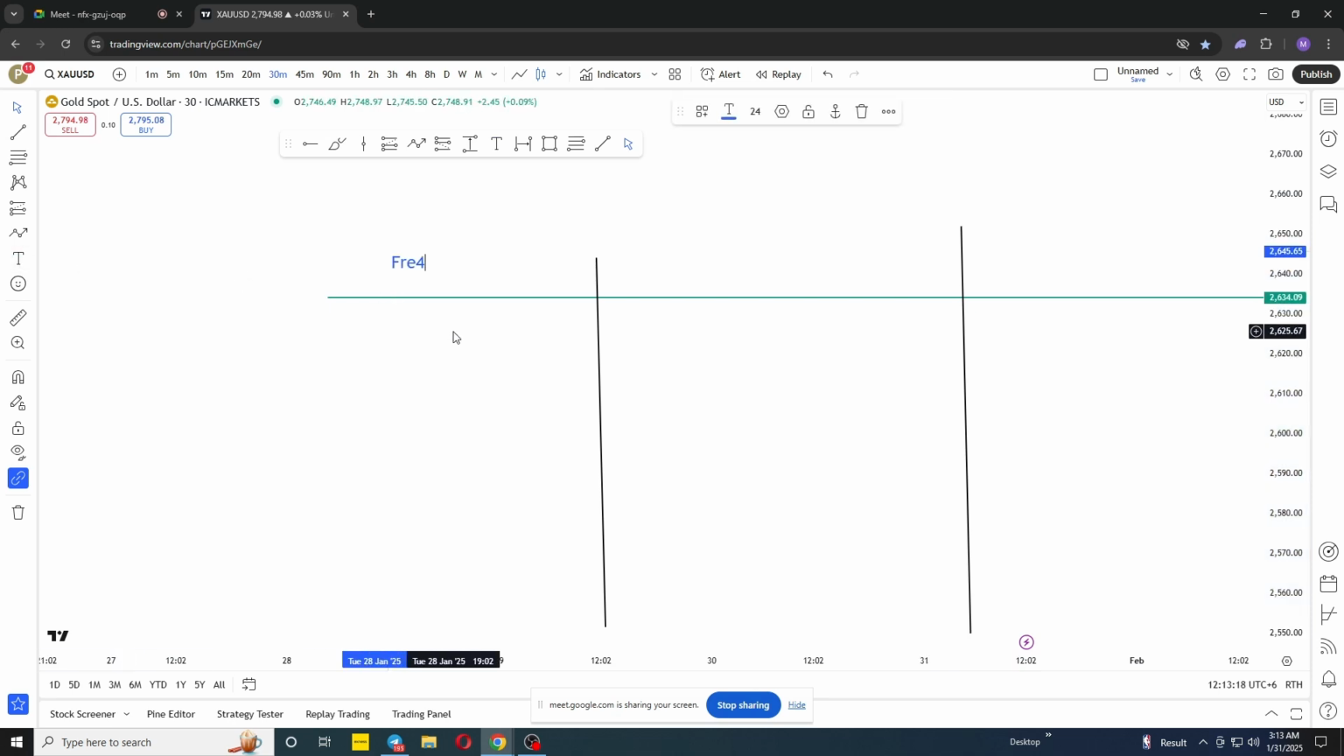Second part is whatever time frame we are following. So let's say we are following the daily time frame. We need to see the fresh daily level rejection. And the third, we need a breakout.